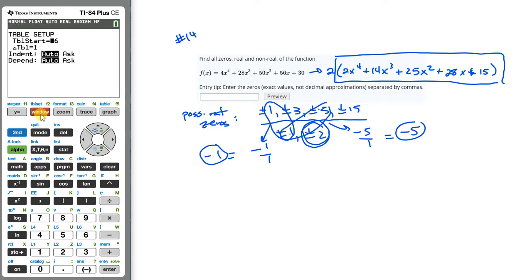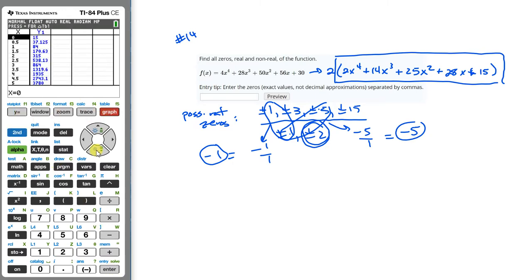Table set, remember how to do this? Start at 0 and make your delta table by 1/2. So 1 divided by 2. Okay, table. And let's scroll in the positive region. I'm not seeing any zeros there. How about in the negative region? Well, I see the 0 at negative 1, but I care about the halves, the ones that end in 0.5. This is negative 1/2, this is negative 3/2. I'm not seeing any additional zeros here.